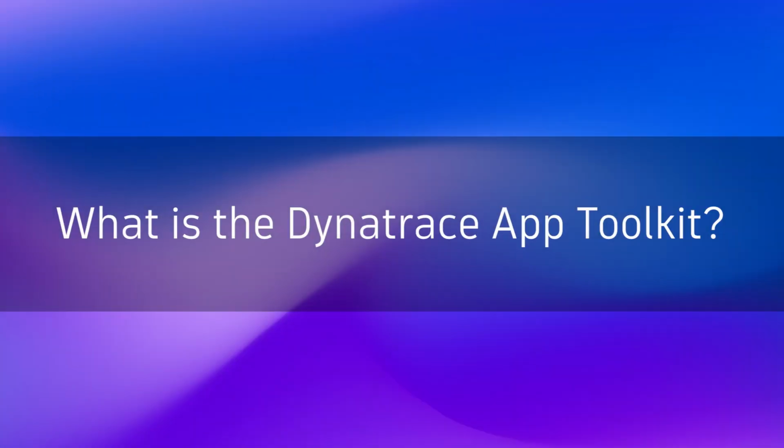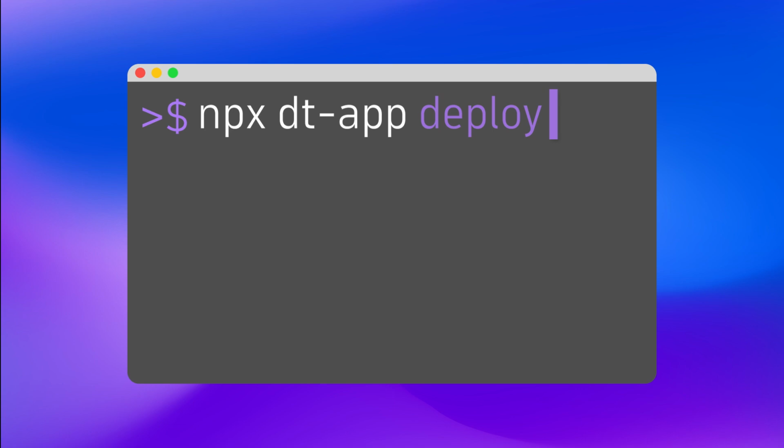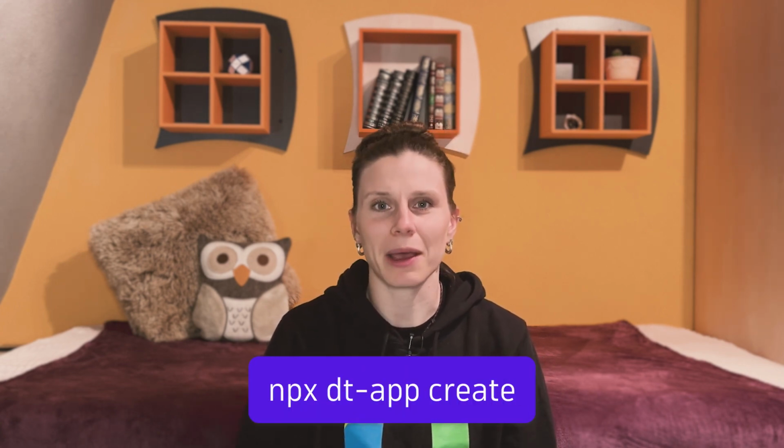So, what actually is the Dynatrace App Toolkit? Now, as the name suggests, the Dynatrace App Toolkit is a tool to help you with your app development process. It's a tool that you can use directly from your command line within your terminal. You'll be able to create, develop, and deploy your apps on the Dynatrace platform in your chosen environment. Now, if you've created an app already, you've likely already used the Dynatrace App Toolkit. This is because the command line to actually build a Dynatrace app is from the App Toolkit.